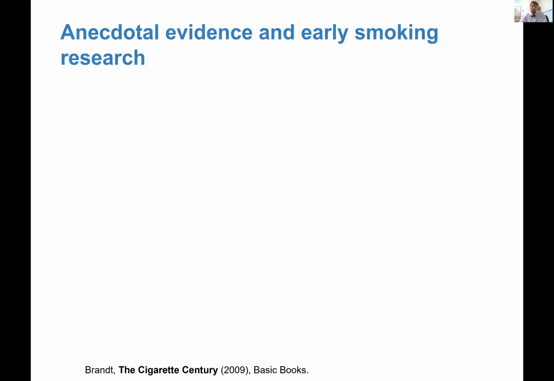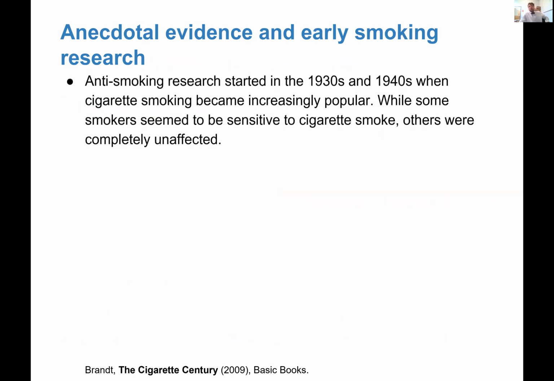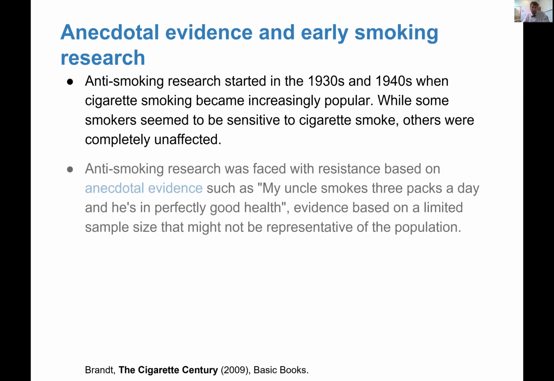All right, here's another example of talking about anecdotal evidence in early smoking research. Anti-smoking research kind of started in the 30s and 40s when cigarette smoking became increasingly popular. Some people suffered different things, such as lung cancer. Other people were totally fine. And anti-smoking research was faced with resistance based on anecdotal evidence, such as, my uncle smokes 3 packs a day and he's in perfectly good health.